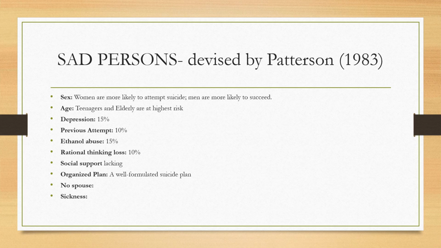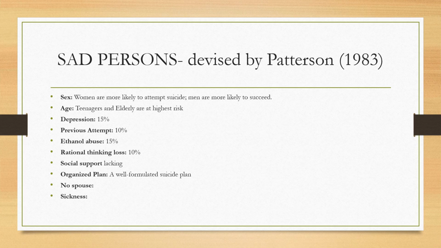Next is depression. 15% of depressive patients die by suicide. So if there's a history of depression, or a current depression, that's a risk factor. Then a previous attempt. 10% of those who have previously attempted suicide die by suicide. So if there's a history of suicide attempt, there's a high risk. Then ethanol abuse, or alcohol abuse. 15% of alcoholics commit suicide. You hear that? 15% of alcohol use disorder patients commit suicide.